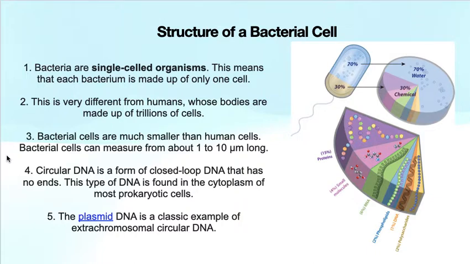Circular DNA is a form of closed loop DNA that has no ends. This type of DNA is found in the cytoplasm of most prokaryotic cells such as bacteria. The plasmid DNA is a classic example of extrachromosomal circular DNA present in a bacterial cell. So a bacterial cell consists of 70% water and 30% other chemicals. The other chemicals are highlighted here. Out of 30%, 15% is proteins, 4% is small molecules, 6% RNA, 2% phospholipids, 1% DNA, and 2% polysaccharides.